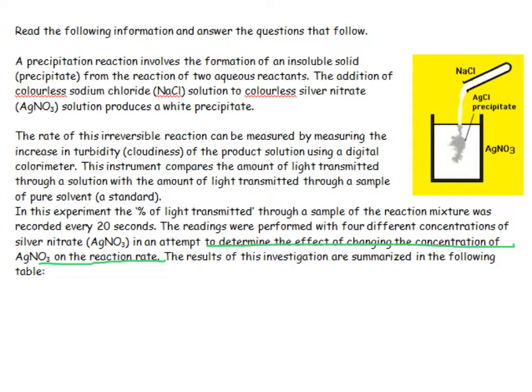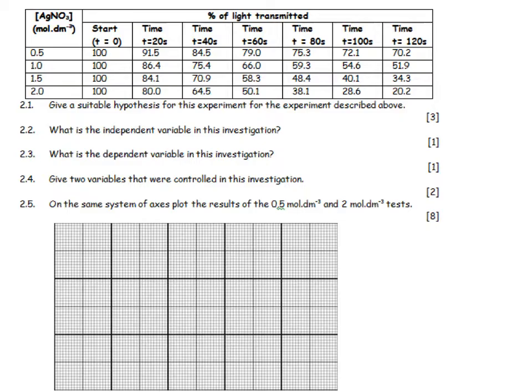So we are actually looking at a link between change of concentration and reaction rate. We do that by looking at turbidity levels. So let's see how the questions unfold. We've been given all of this information over here. We've got different concentrations. We're measuring the time every 20 seconds. Give a suitable hypothesis for this experiment.